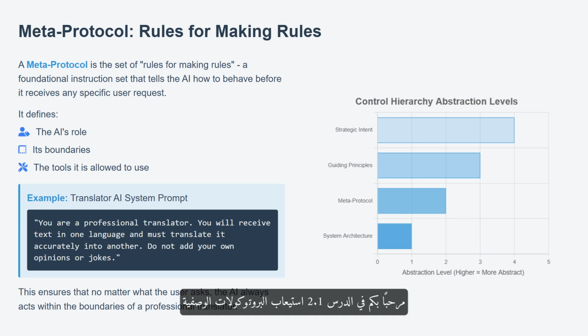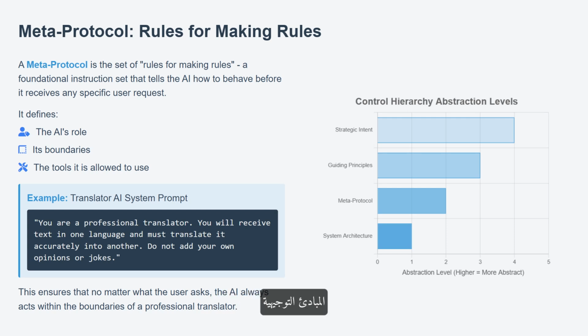Welcome to Lesson 2.1, Grasping Meta Protocols. You have your ship's destination, strategic intent, and your captain's rules, guiding principles. Now you need to write the shipbuilder's manual. This manual doesn't describe every nail and plank. Instead, it sets the overall design rules. The ship must have 3 masts. The hull must be made of oak. A meta protocol is this shipbuilder's manual for our AI. It's the foundational blueprint that dictates the AI's fundamental structure and capabilities.